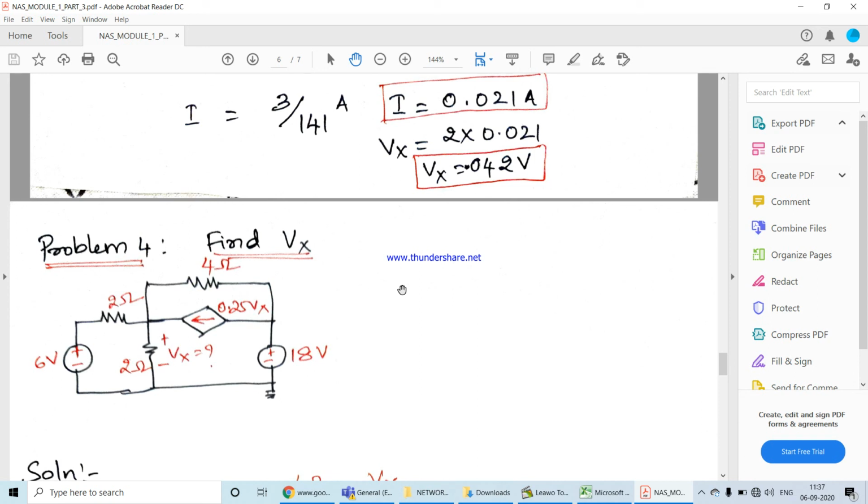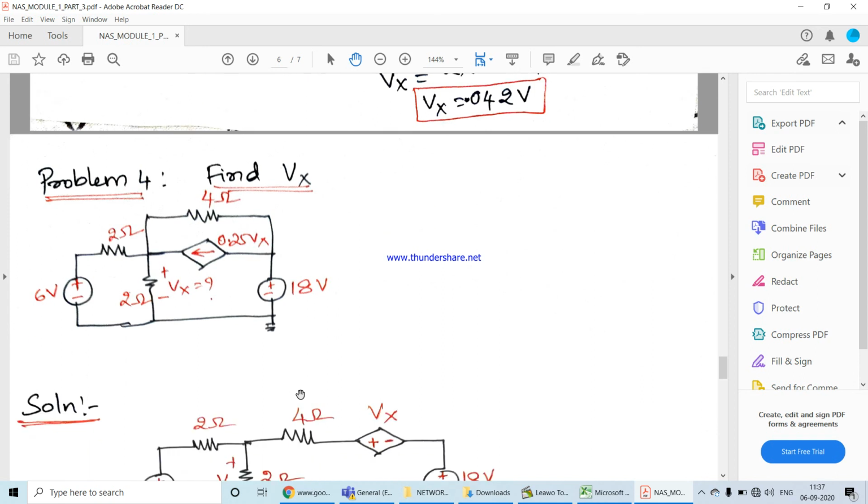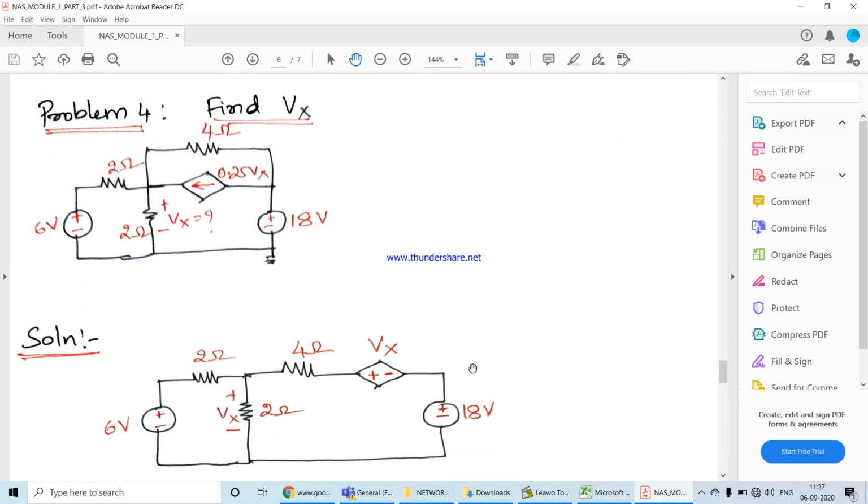Okay, how to find Vx? First, you need to see there is a series network here, 6 volts in series with 2 ohms, which can be converted into a current source in parallel with 2 ohms. That is one step you can do. Meanwhile, you can also see 4 ohms in parallel with 0.25 Vx, which can also be converted into series. So that is the first step we will do now.